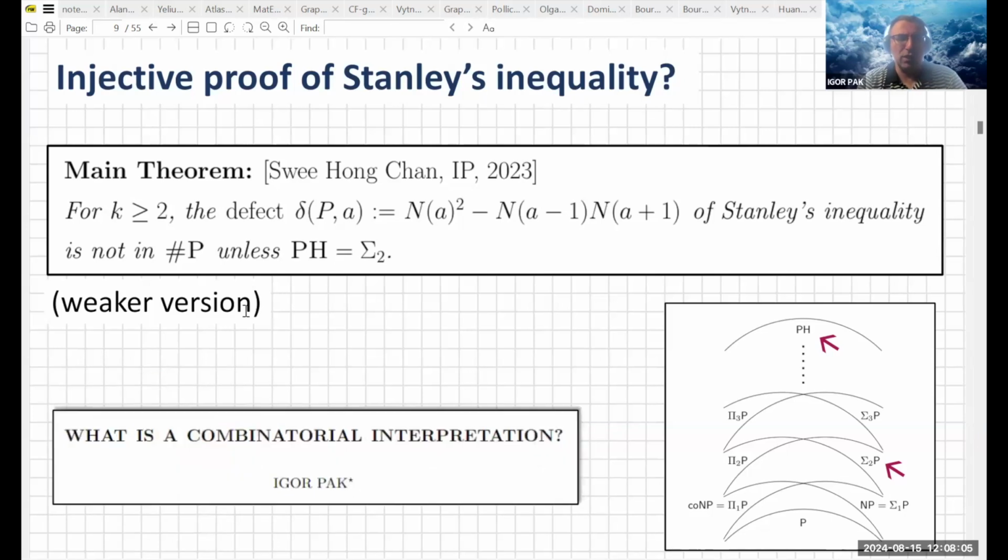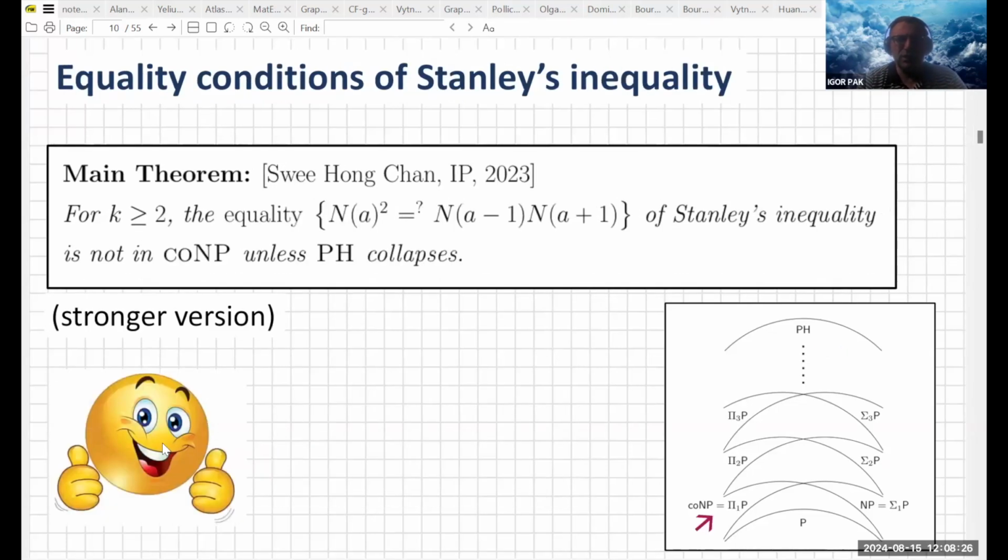So if you do have questions, and you want to understand more about combinatorial interpretation, I have a whole giant survey, which is titled "What is a combinatorial interpretation?" So it's sort of easy to remember, and all this stuff is explained there. And now that you've seen this, we can go back to the equality condition.